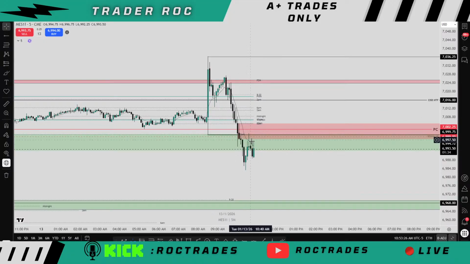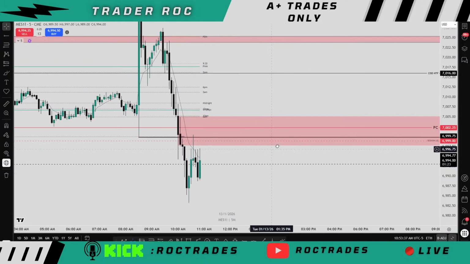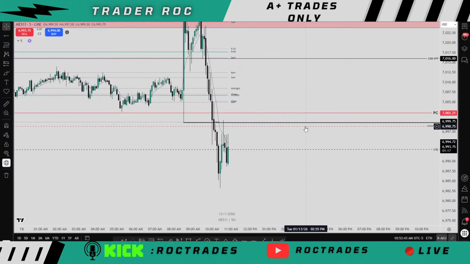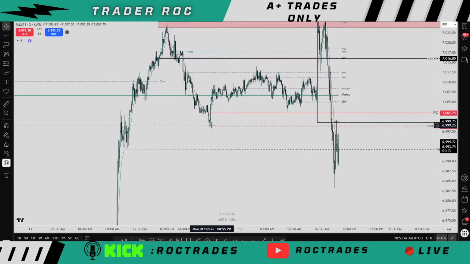But we did retest this Asia low. Like for example, if I take away this green area of interest, we did retest this Asia low. I can erase this. Asia low gets hit. Nice rejection. Holds the EMA. EMA is now underneath structure.